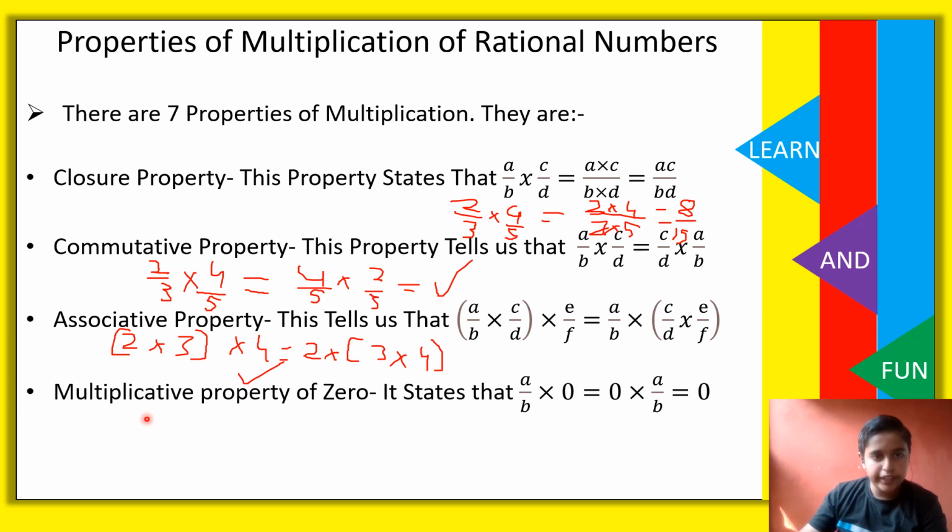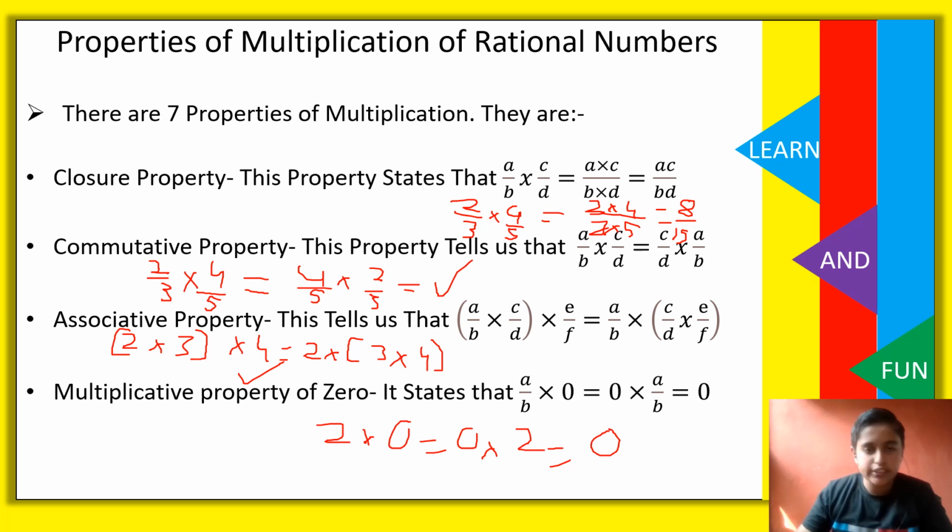Now we will move on to the multiplicative property of 0. This property states that A upon B into 0 is equal to 0 into A upon B, which is equal to 0. So this is very clear. 2 into 0 is equal to 0 into 2, which is equal to 0. Anything multiplied by 0 is anyway 0. So this is also correct, and this property works with multiplication of rational numbers.